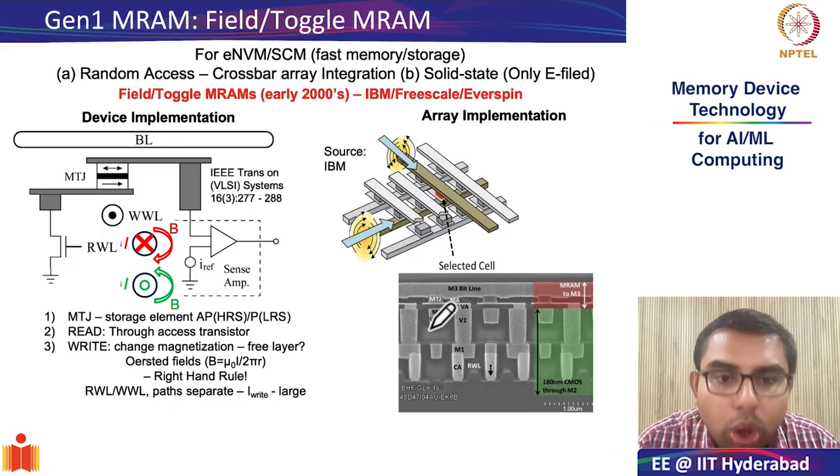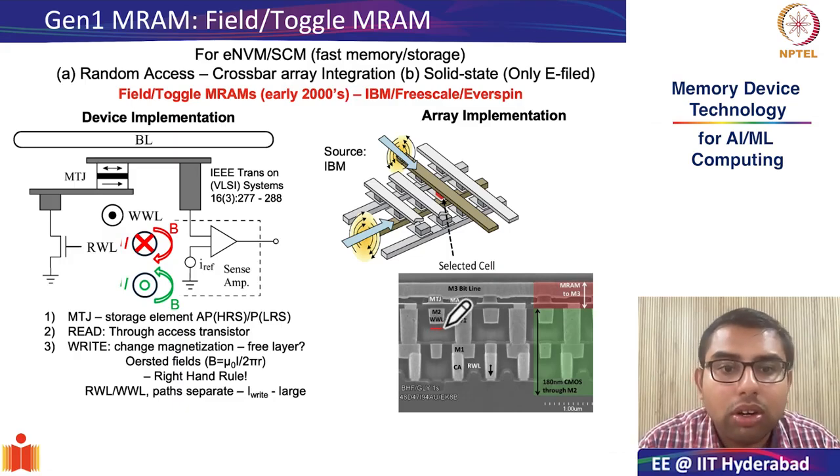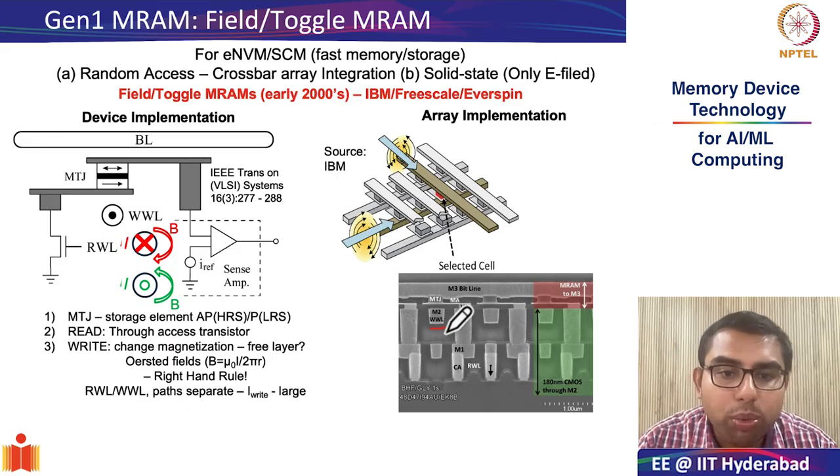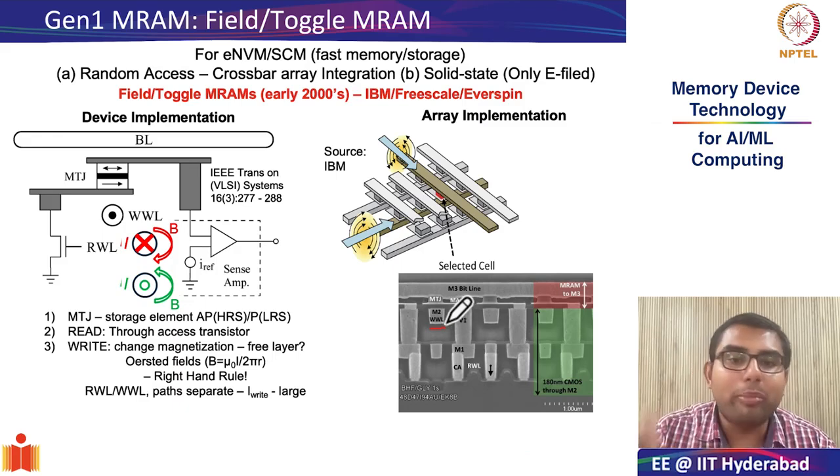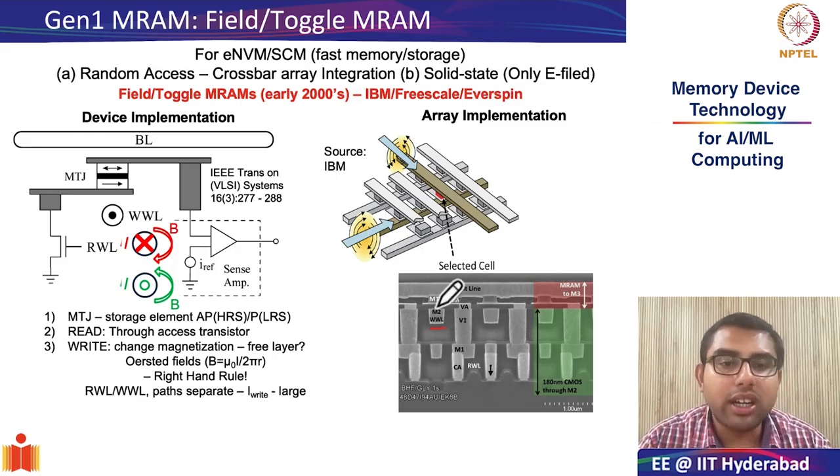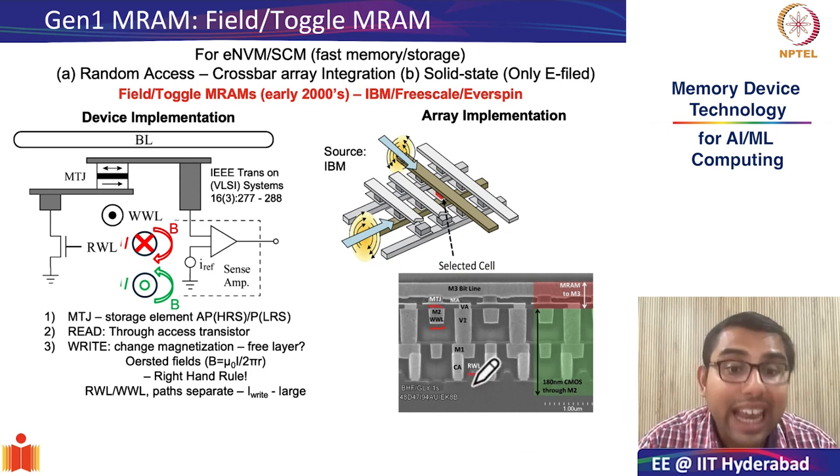There is also a separate word line for write. This is the write word line, and the write word line, because it causes the magnetic field, is situated very close to the MTJ, whereas the read word line is connected to the gate of the access transistor.